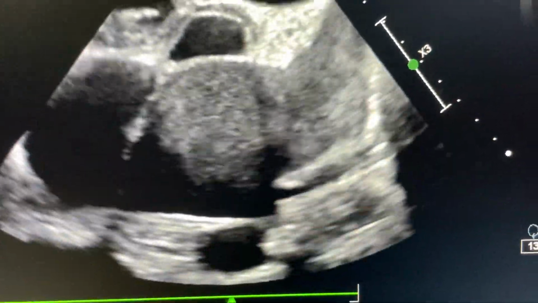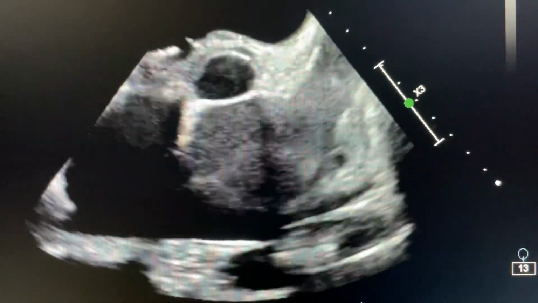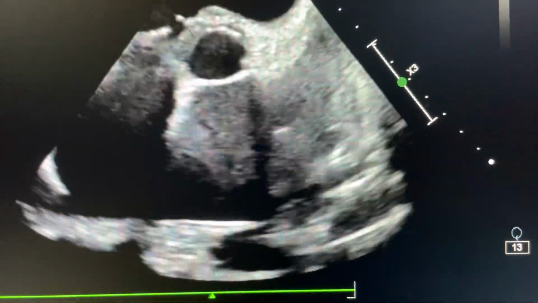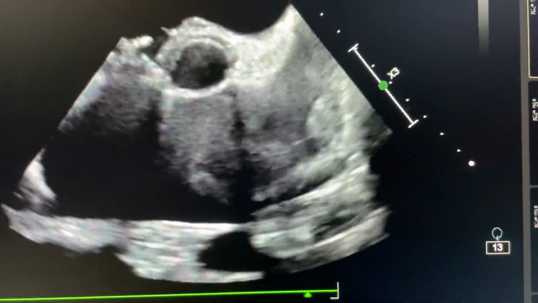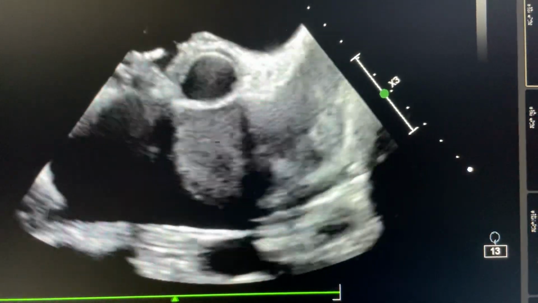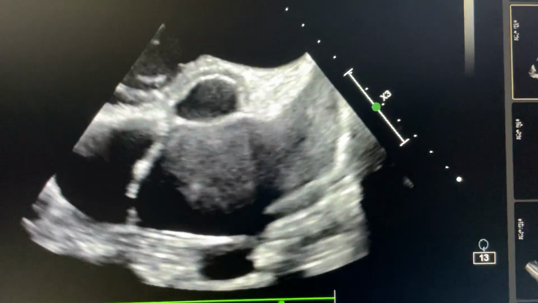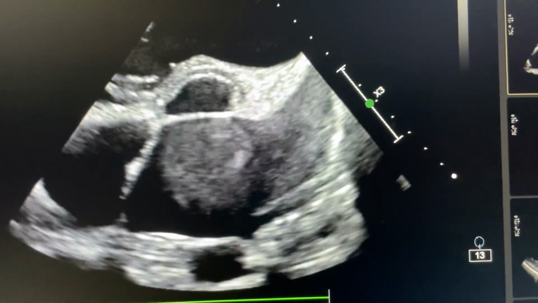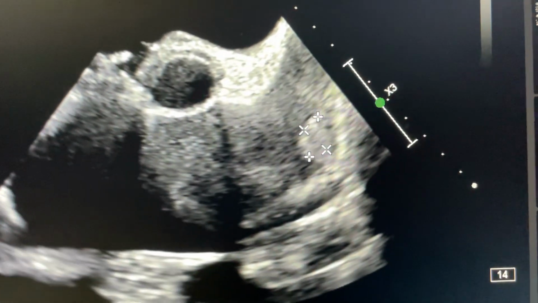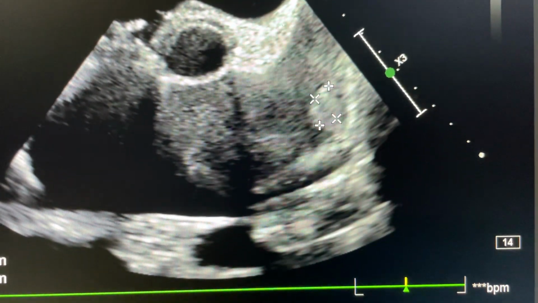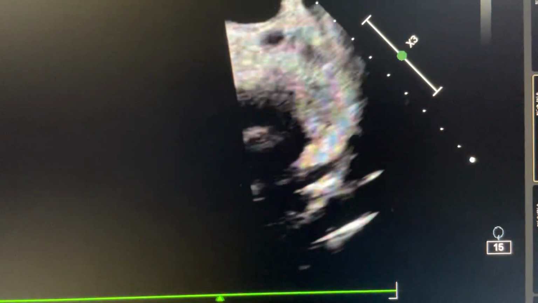Here you can see the left atrium has got a spontaneous contrast. In this case you have to find out any thrombus in the left atrial appendage, because the appendage is a part of the left atrium that has very low blood velocity, and that part is more likely to form thrombus. You see this is thrombus in the left atrial appendage.